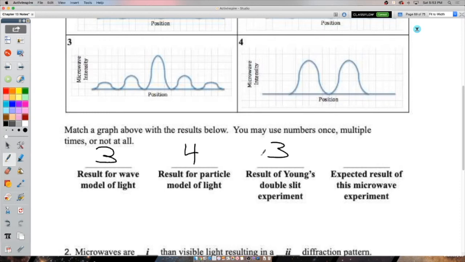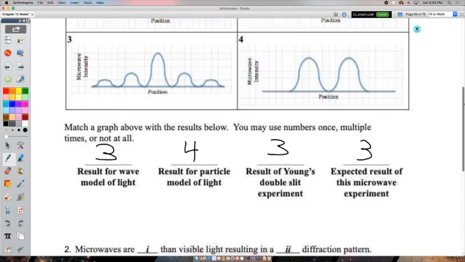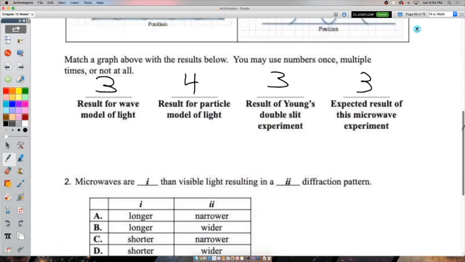Okay, now, as we've seen in class, or as I've shown you, right, we've done it. I've produced these diffraction patterns. So we should probably predict for this, because microwave is EMR, just like light, right? We're probably expecting a wave model as well. So 3, 4, 3, 3. Don't ever feel like you always have to use every answer. 1 and 2 are useless here.